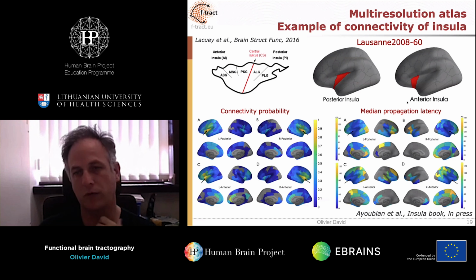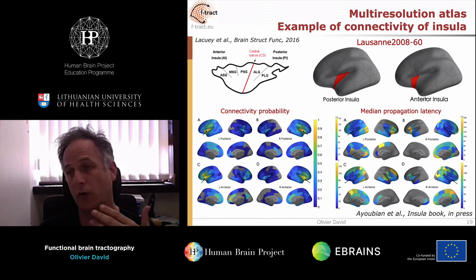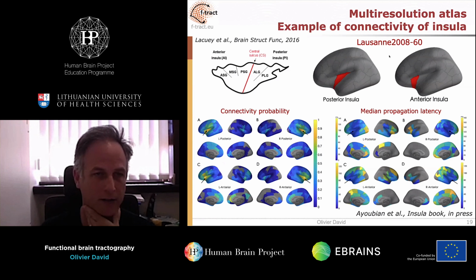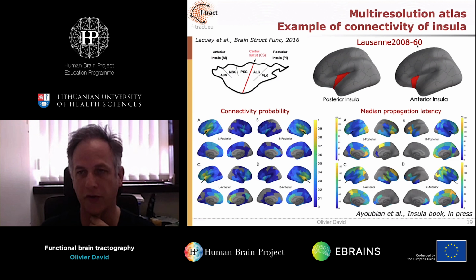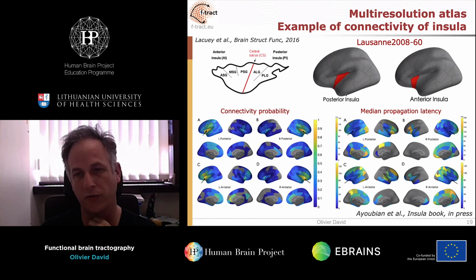And if you want to explore at a multi-resolution level, for example, the insula, we also have in the database multi-resolution atlases, the Lausanne atlas. For example, at resolution 60, the insula, which was here one block, can in fact be decomposed into the posterior and anterior insula.